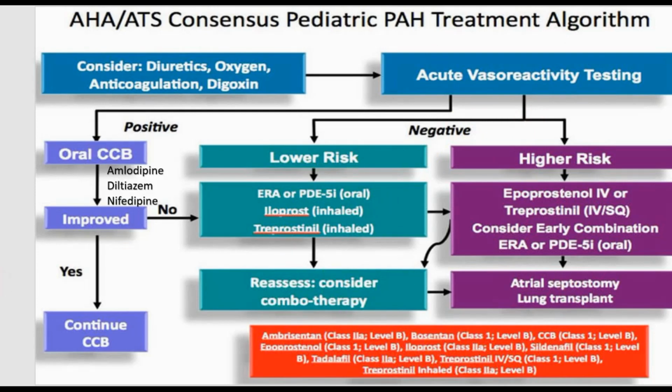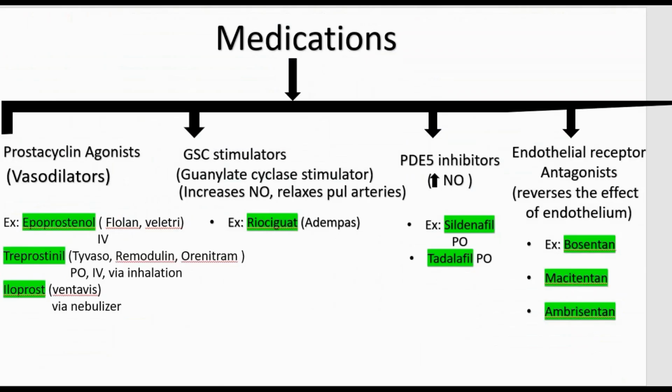Now let's see the medications used as advanced medicine in pulmonary hypertension. First are prostacyclin agonists. These are vasodilators. They dilate the pulmonary arteries, and as a result, blood pressure drops. Examples are epoprostenol, treprostinil, and iloprost. Epoprostenol can be given IV for the higher risk group. Treprostinil and iloprost are available as inhalation, nebulization, or by PO, and PO medication is recommended for the lower risk group.